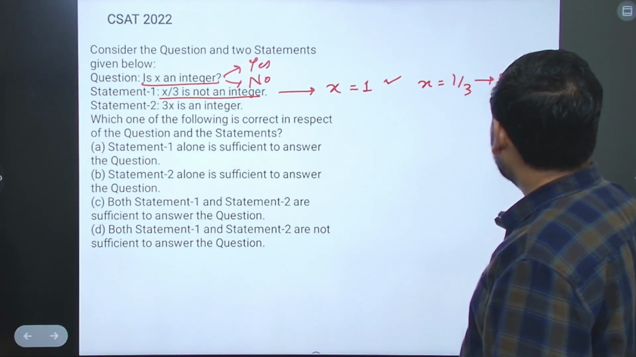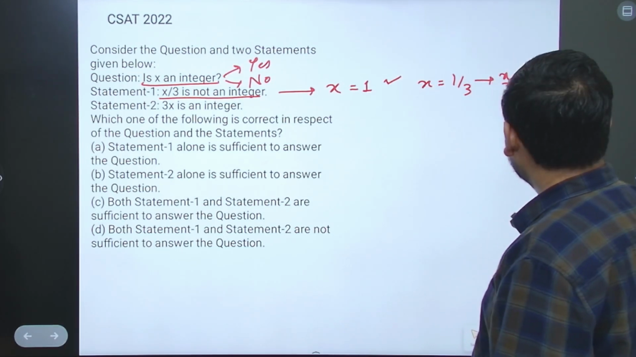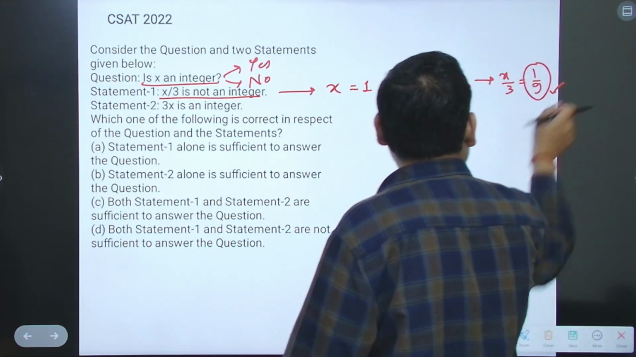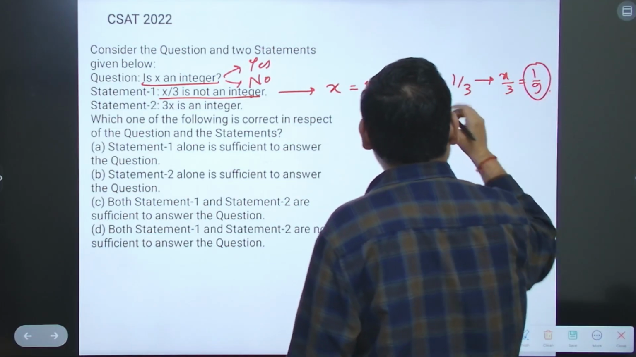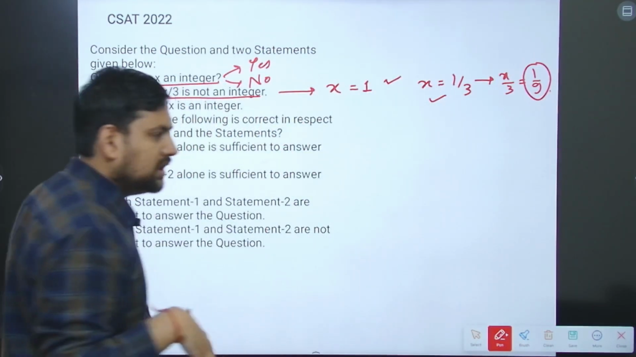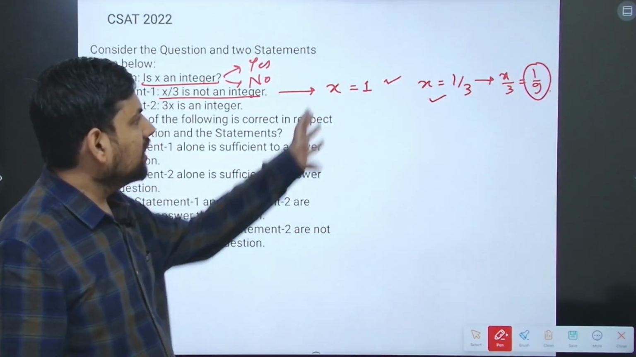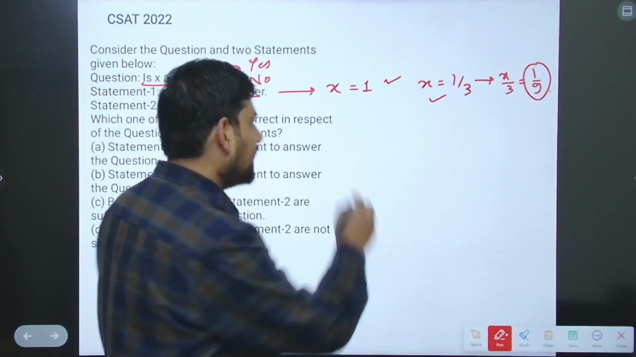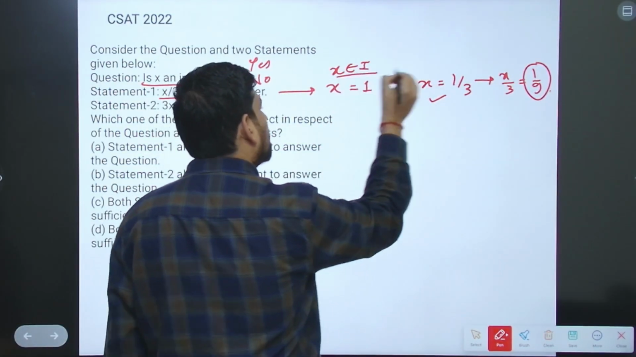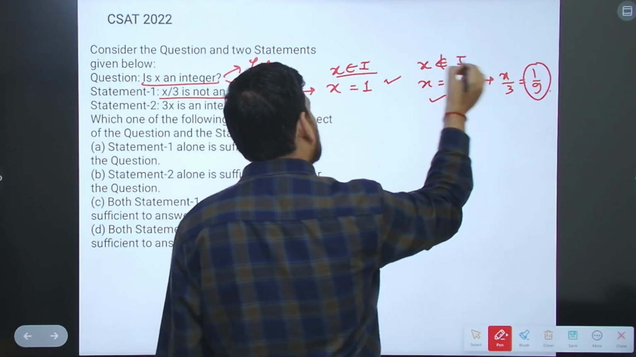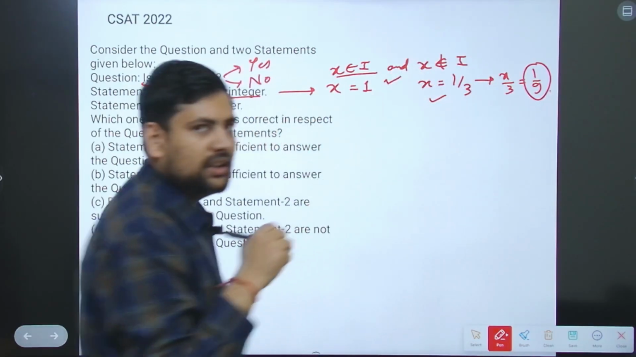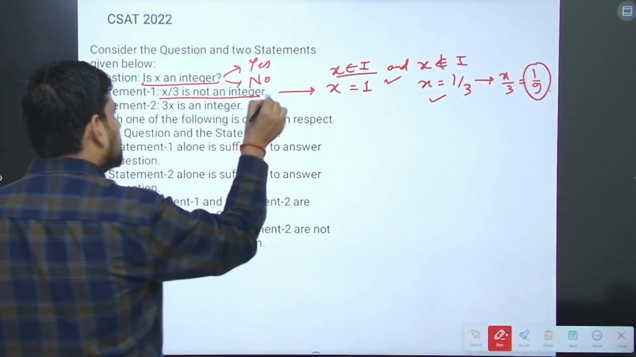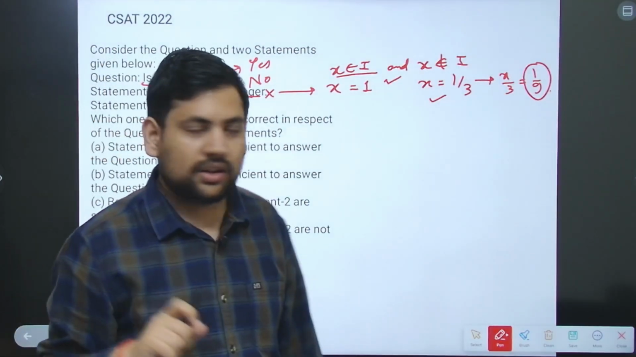Then x by 3 will be equal to just this divided by 3 again, so 1 by 9. So this is also not an integer. So this is also satisfying. That means this first statement gives you the answer that x may be an integer or may not be an integer. Both are possible. As I told you, when you get both, then that is insufficient. You should always get an exact value.